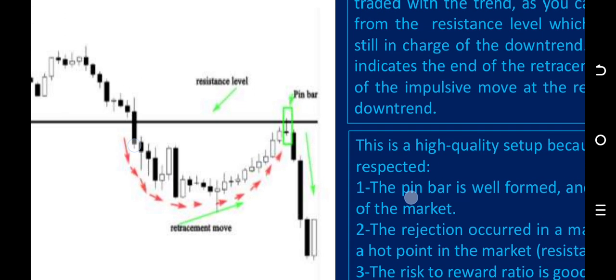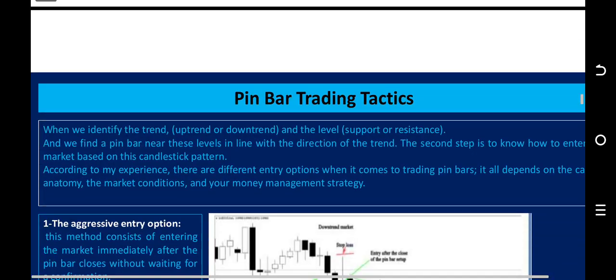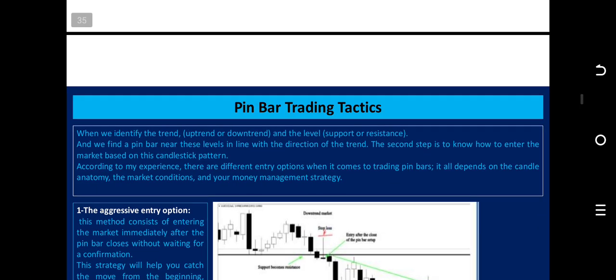Look at it properly. Look at the pin bar that was formed on that line. That shows that there is going to be a bearish movement. Can you see how far the price moved? So the pin bar candlestick is very important. So, pin bar trading tactics.